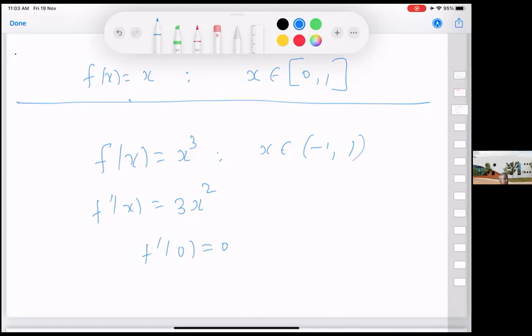If there is a maximum or minimum at an internal point, the derivative is 0. Derivative 0 may be a maxima, may be a minima, or maybe neither. So what is the thing to do?